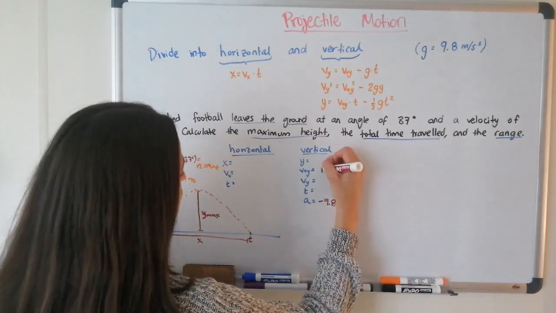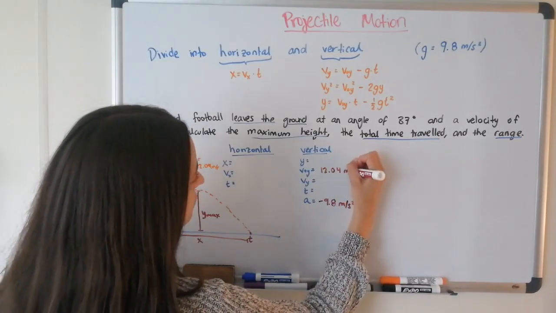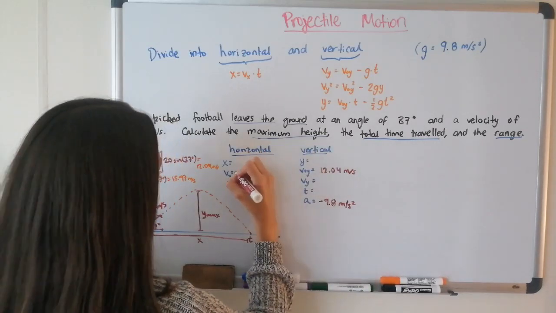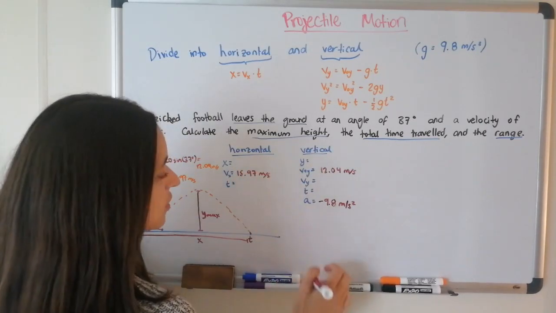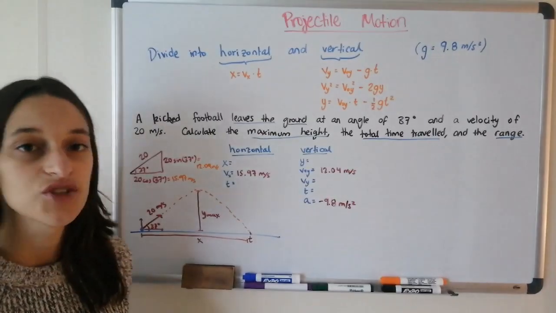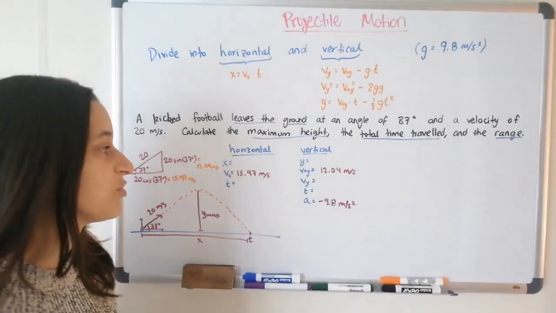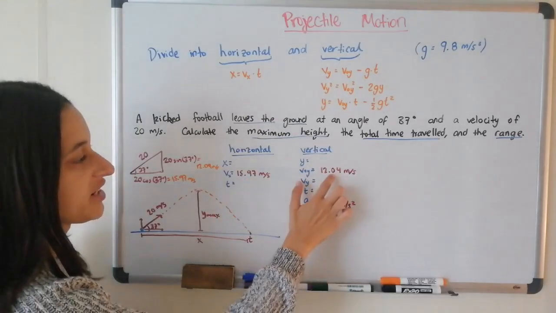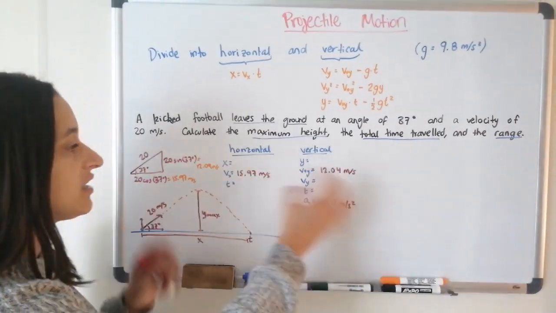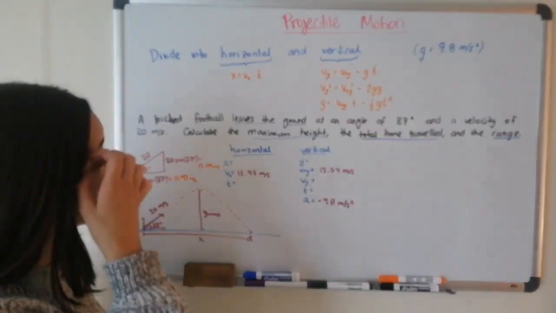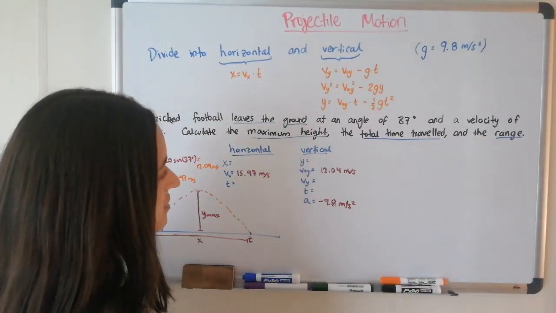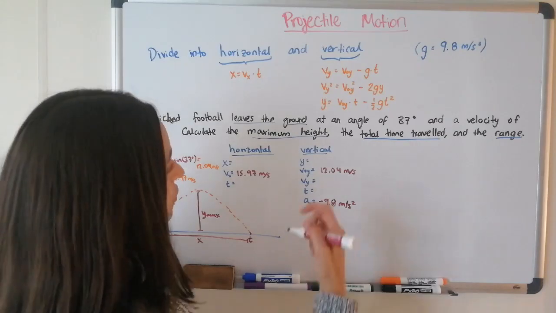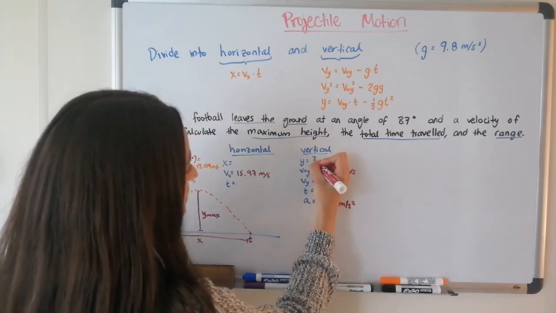So we can write that into our list of variables. The vertical, 12.04, and the horizontal, 15.97. So even though the problem says the velocity is 20, we won't use 20 anymore. We will only use 15.97 and 12.04 in each of the respective equations. So let's start with the first one. What we're looking for first is the maximum height. So this y, but y max.